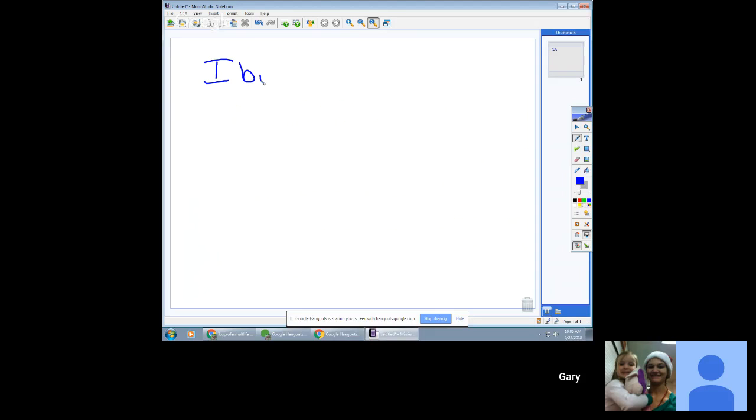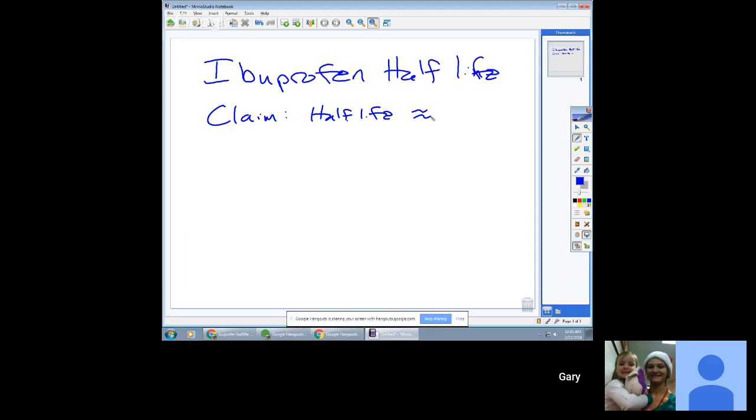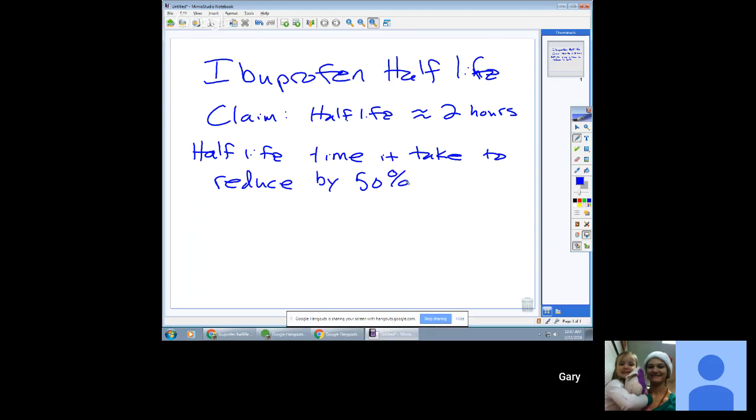So we're looking at ibuprofen. Half-life. The claim we just saw online is that the half-life is about, let's call it, 2 hours. Half-life, again, is the time it takes to reduce by 50%. And so we're just going to make a table based on that, and we'll try and solve a couple of problems.